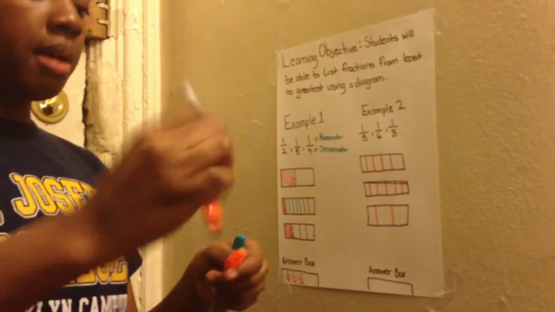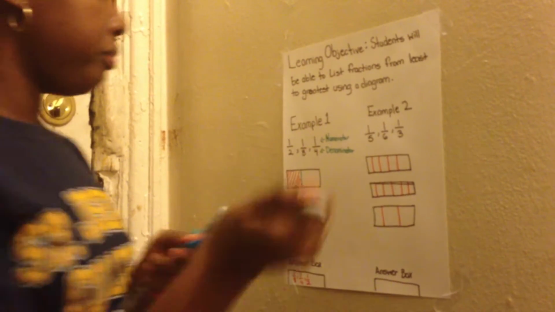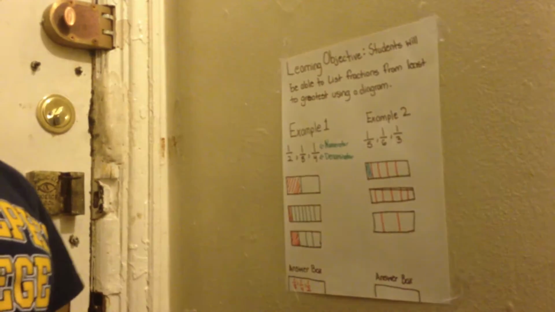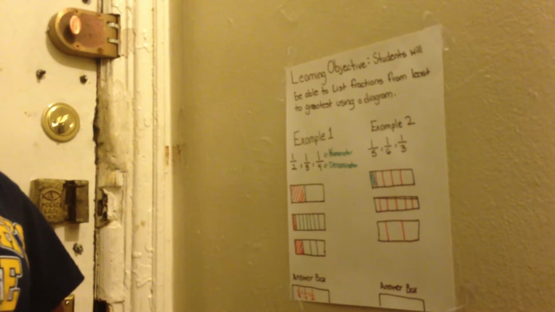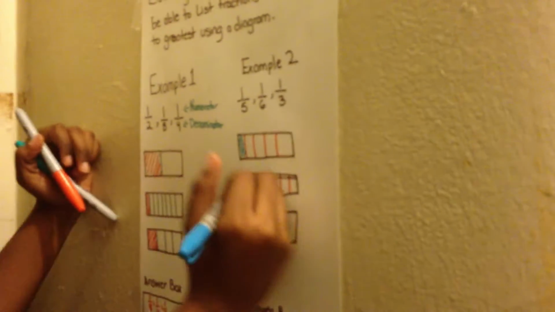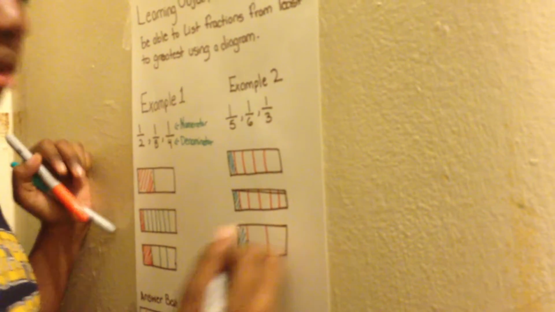For the first one, how many are we going to shade in for 1/5? 1. All right, how many for 1/6? 1. Very nice, Savannah. And for number 3, 1/3, what? 1 box.